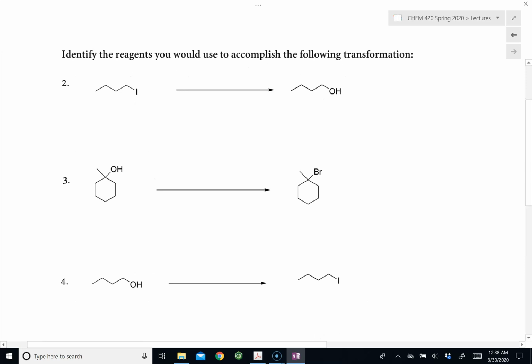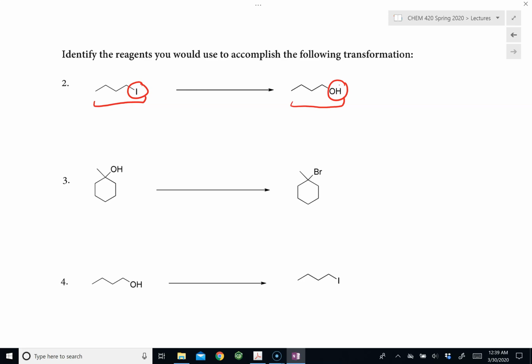Let's now try a few additional problems. So in number 2, we want to take this substrate and convert this into an alcohol. So in this case right here, we have an alkyl halide and we want to convert this into an alcohol.